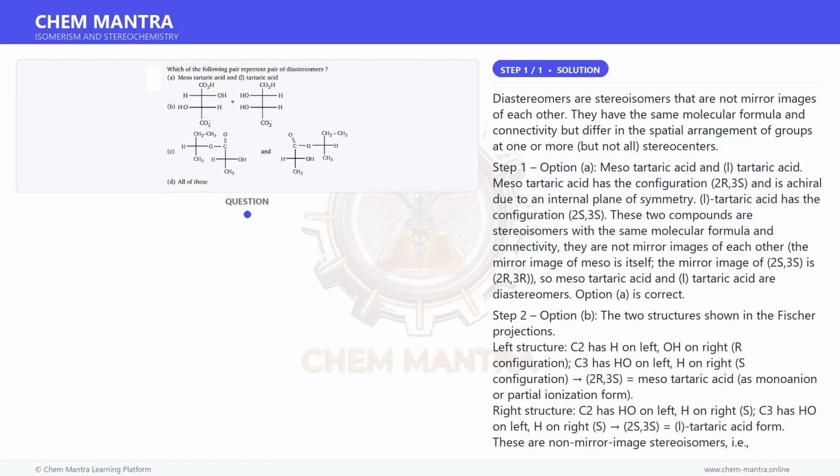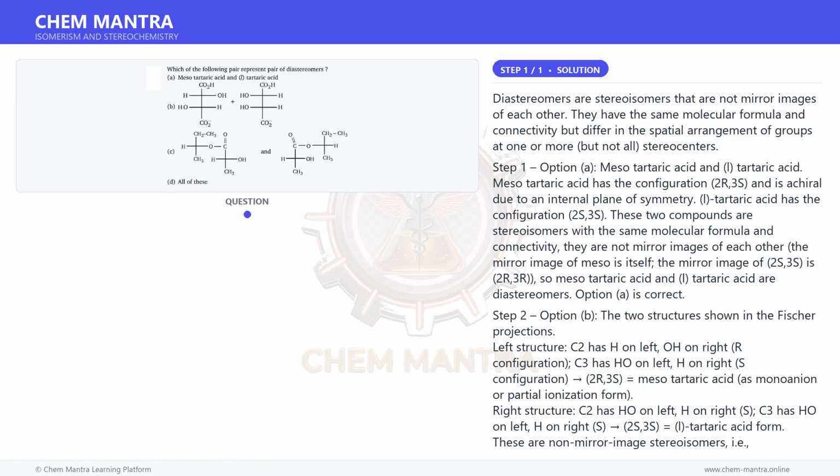Step 1, option A: Mesotartaric acid and L-tartaric acid. Mesotartaric acid has the configuration 2R, 3S and is achiral due to an internal plane of symmetry. L-tartaric acid has the configuration 2S, 3S.